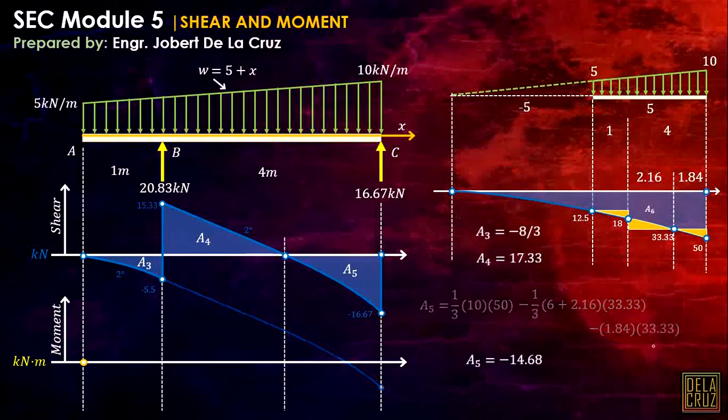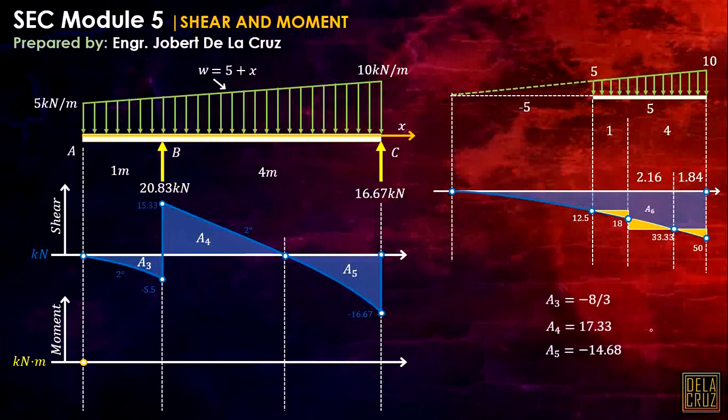So these are our areas. We can plot na our moment diagram. And actually, we can check if these are correct. So i-add natin yan lahat: negative 8 over 3 plus 17.33 plus negative 14.68. That will give us approximately equal to 0, kasi nag-round off na tayo dito.